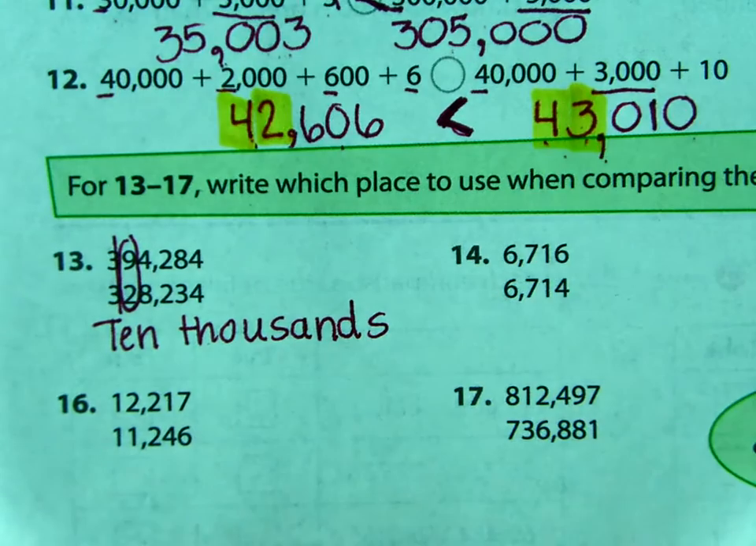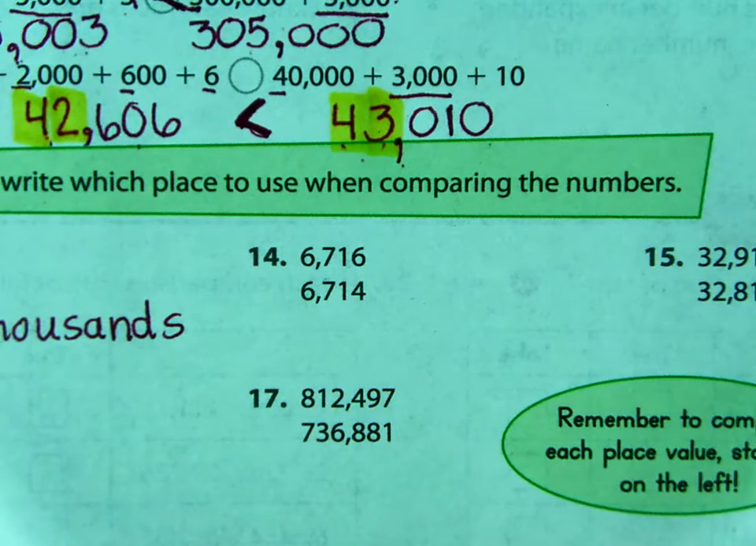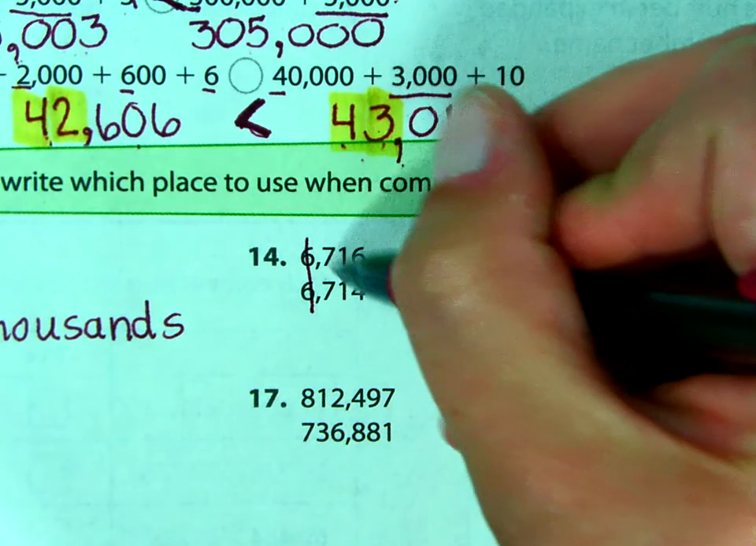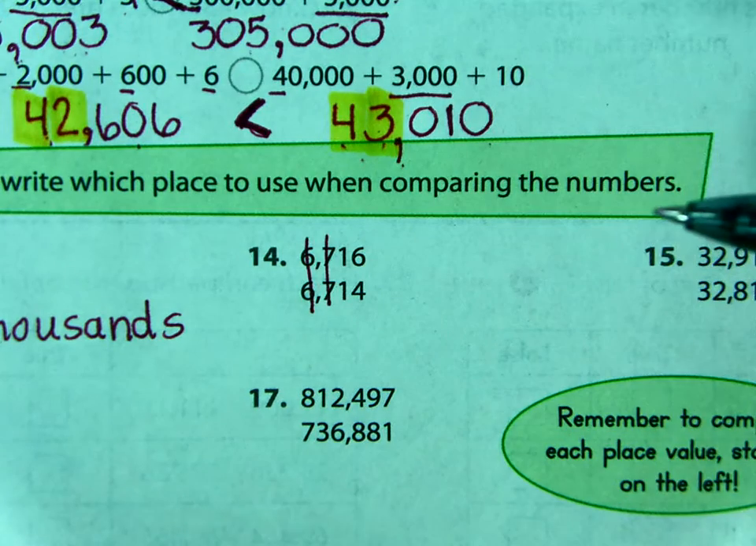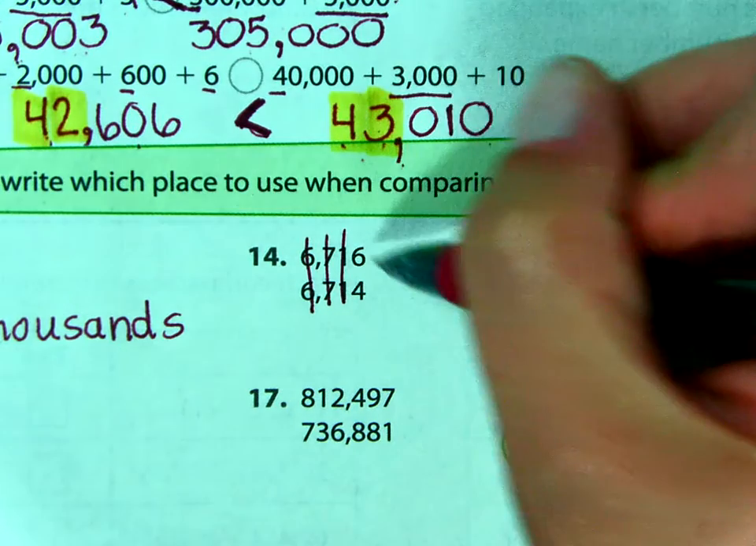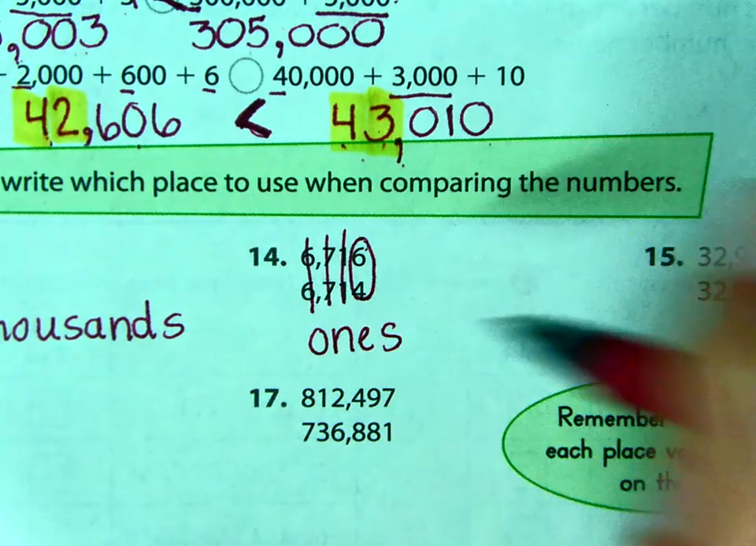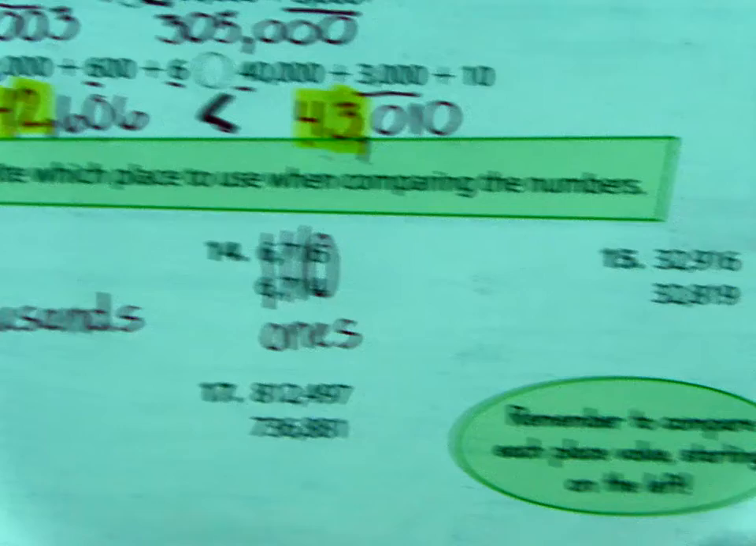Number 14. I can't compare the thousands. They're both a 6. I can't compare the hundreds because they're both the same. They're a 7. Same thing with the ones place. So I'm all the way down here. I'm comparing the ones.